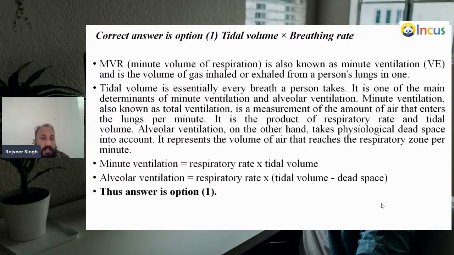Dead space is taken into account. It represents the volume of air that reaches the respiratory zone per minute. Minute ventilation means respiratory rate multiplied by tidal volume. On the other hand, alveolar ventilation is the respiratory rate multiplied by tidal volume minus dead space.